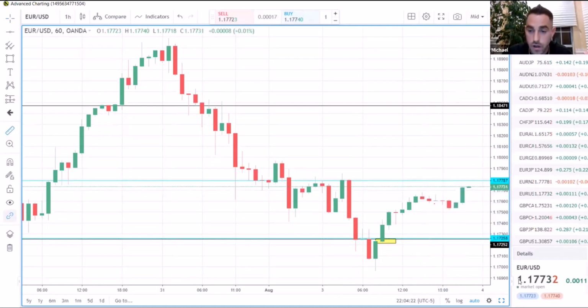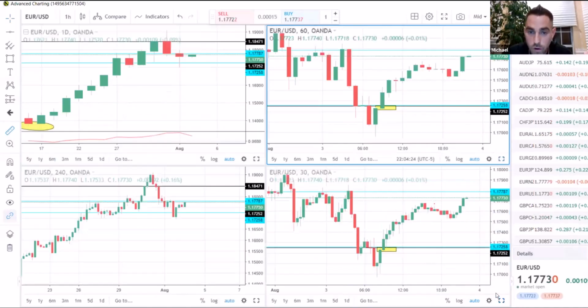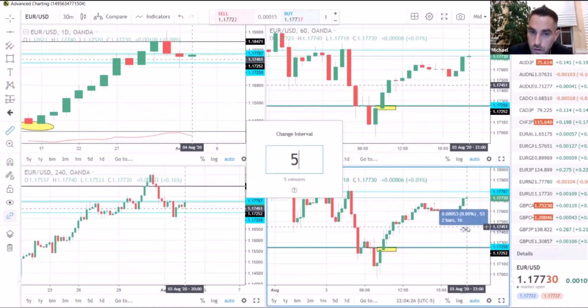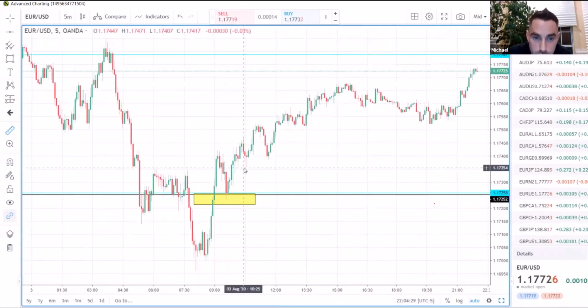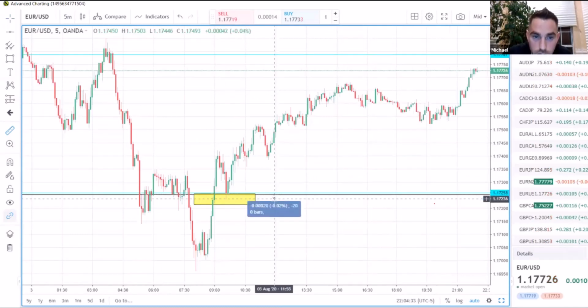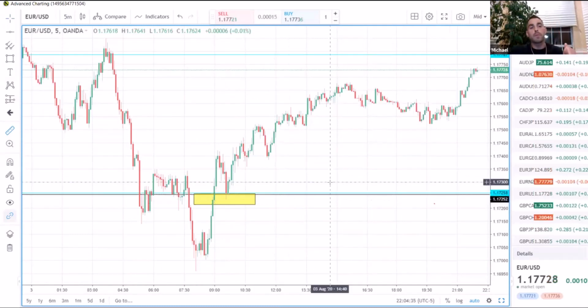So that would have been a 48 pip trade for a 5 minute setup. What's the risk on that? That is a 4 pip risk for 48 pips profit.